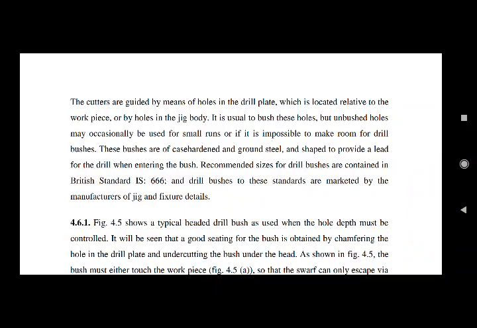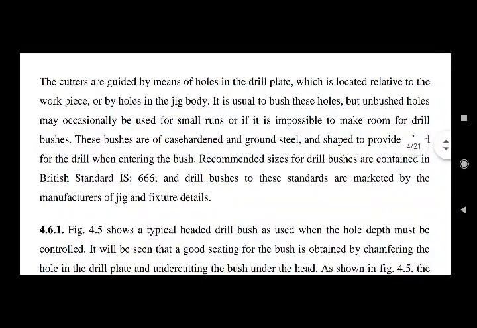These cutters are guided by means of holes in the drill plate, which are located relative to the workpiece, or by holes in the jig body. It is usual to bush these holes, but unbushed holes may occasionally be used for small runs or if it is impossible to make room for drill bushes. These bushes are of case hardened and ground steel, shaped to provide a lead for the drill when entering the bush. Recommended sizes for drill bushes are contained in the British standard, that is IS 666, and drill bushes to these standards are marketed by manufacturers of jigs and fixtures.